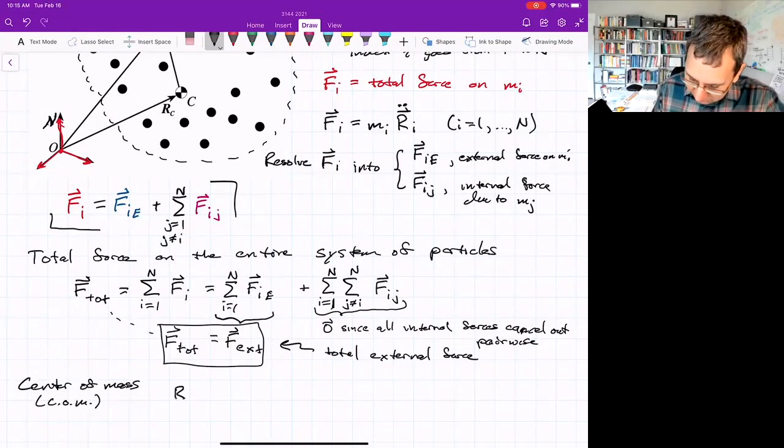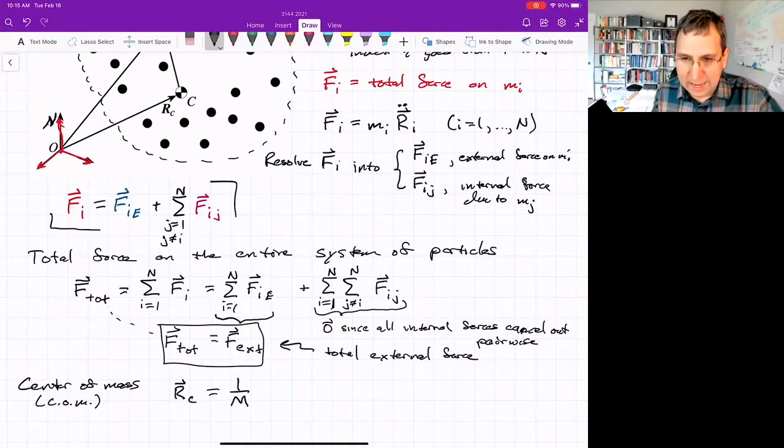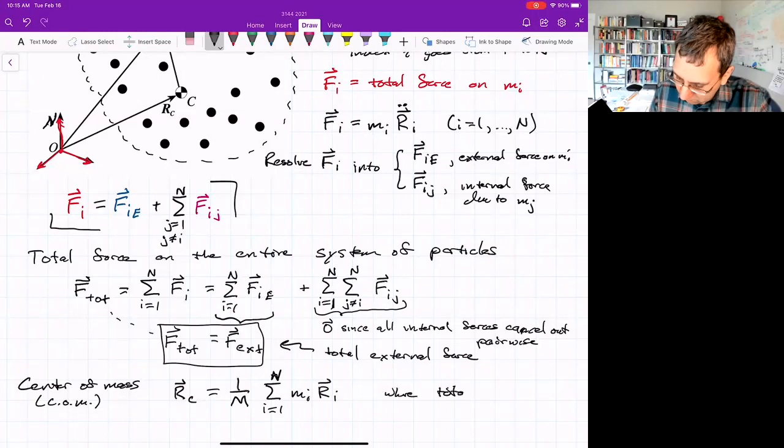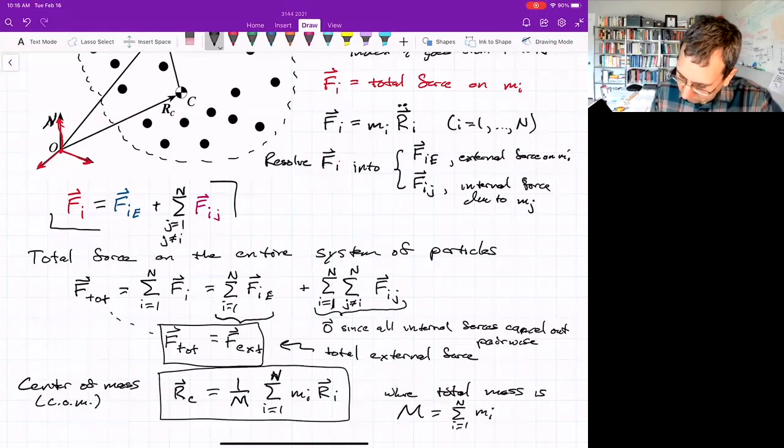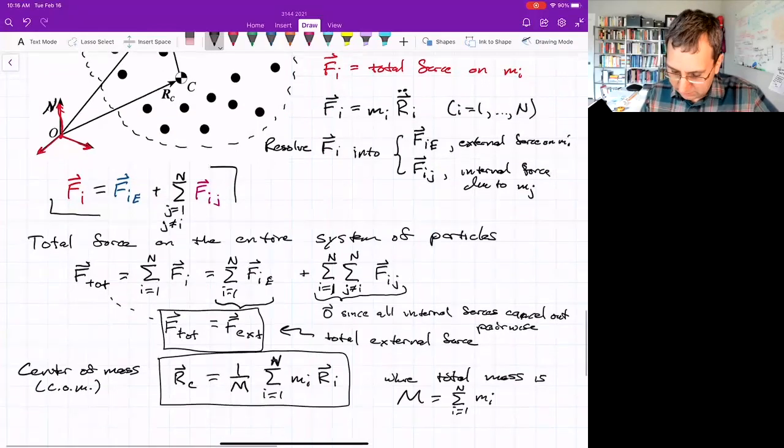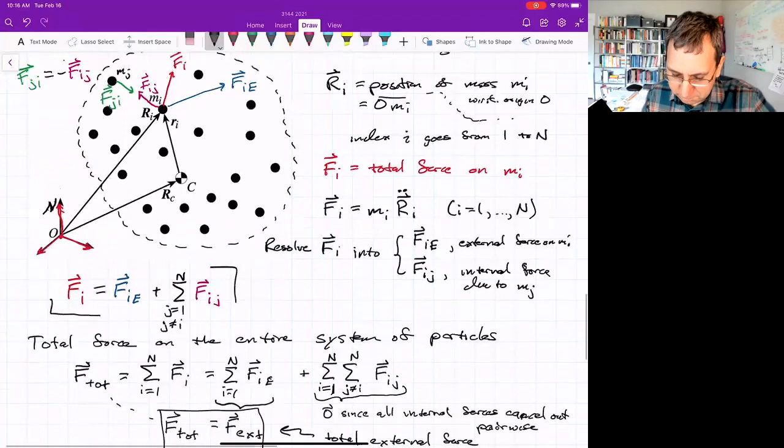So we'll define the center of mass. The center of mass, that point C, this is R_C. What's that going to be? It's going to be 1 over M, where capital M is the total mass, times the sum from 1 to capital N of m_i r_i. Total mass M equals the sum from 1 to N of m_i. All right. So I've sketched one up here. There's where the center of mass is.